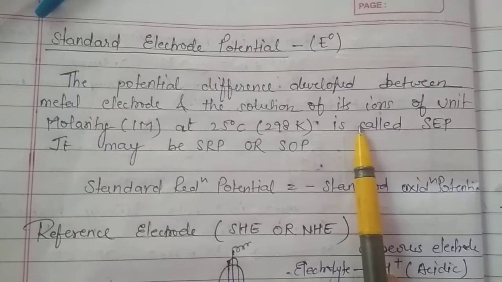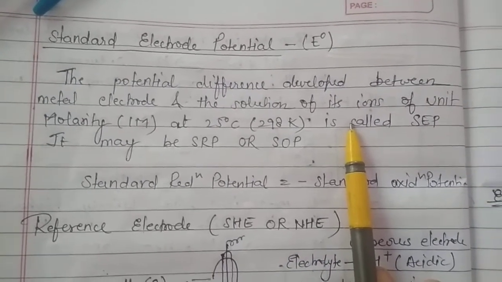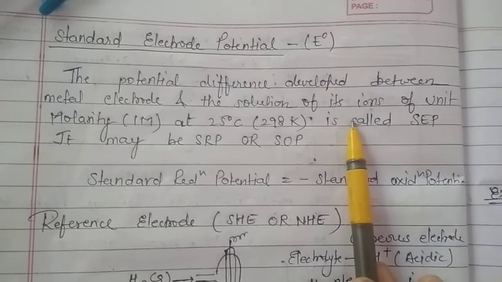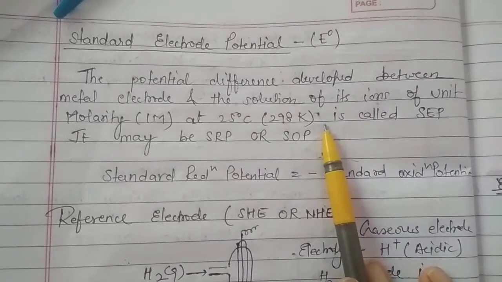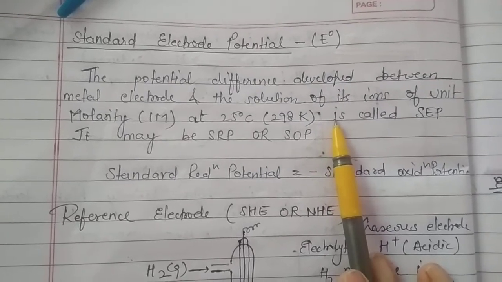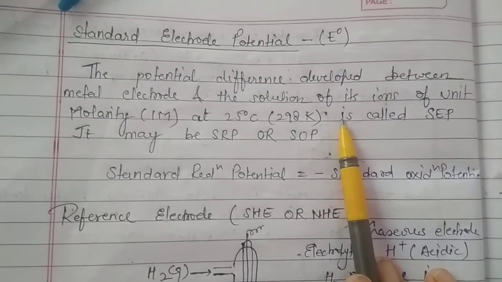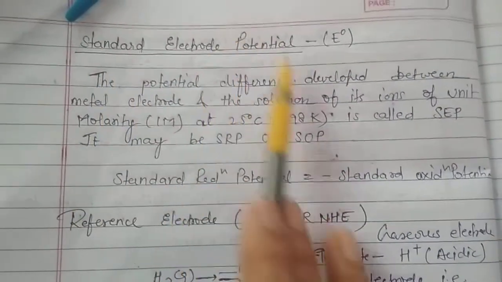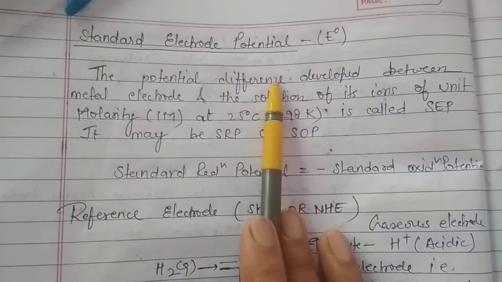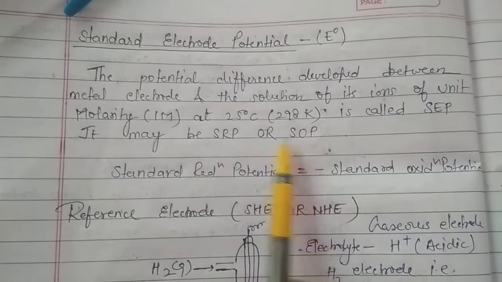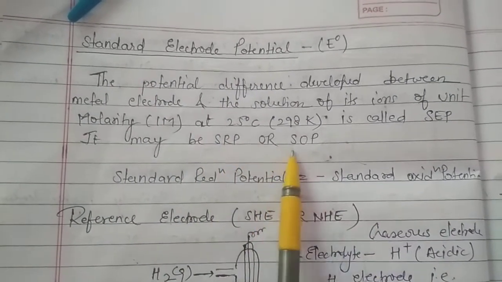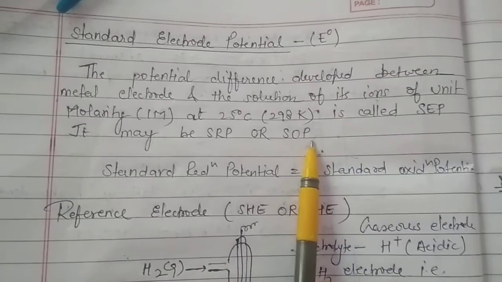As yesterday we have seen, electrode potential may be oxidation potential or reduction potential. It depends on the gain or losing tendency of electrons by the electrode. In a similar manner, standard electrode potential would also be an oxidation as well as a reduction potential. So it may be known as SRP or SOP, standard reduction potential or standard oxidation potential.